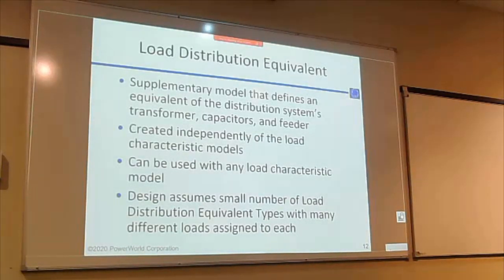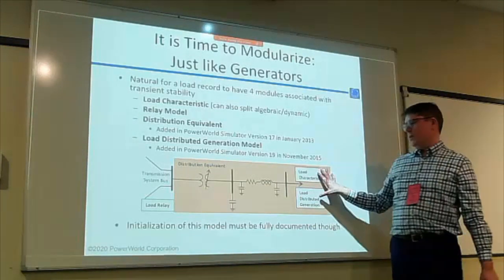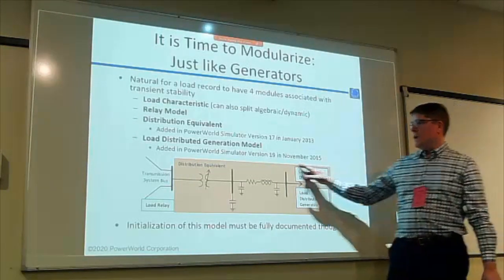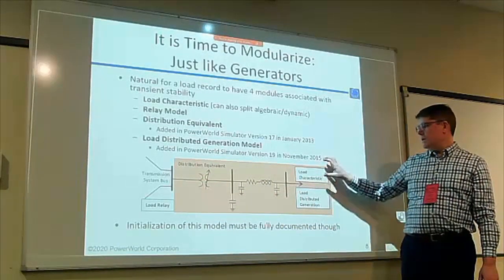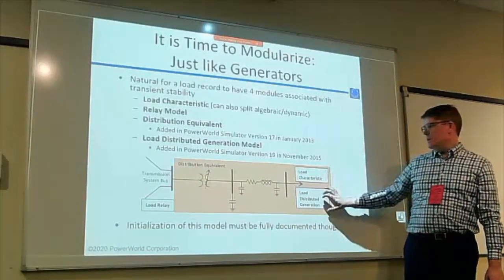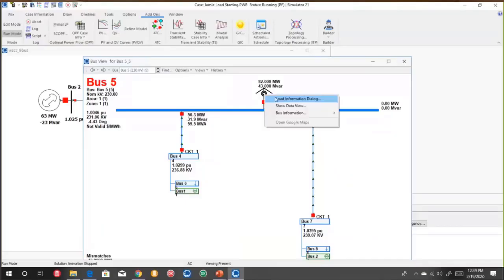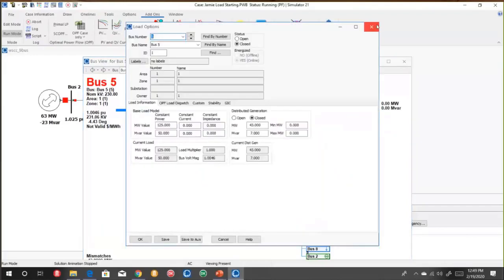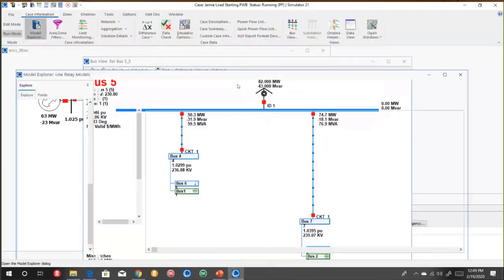So in PowerWorld, with a particular load, you can assign a distribution equivalent model to it, and a load characteristic, and a load distributed gen model. So kind of playing in the GUI here. This isn't really in your slides. I just went off book here.